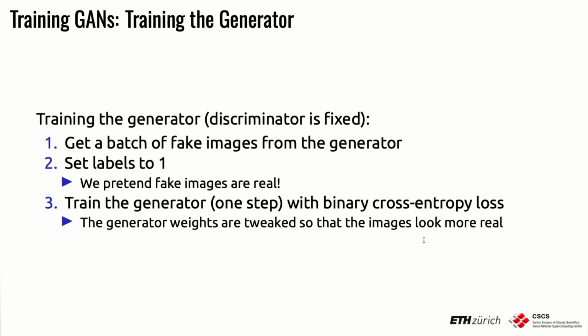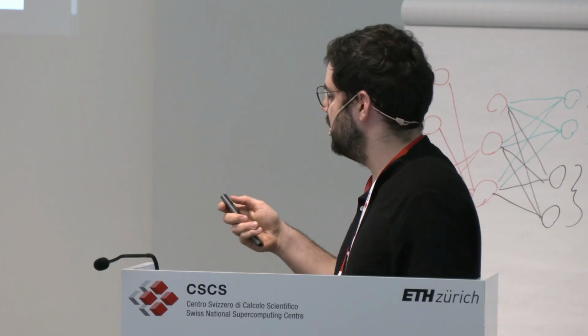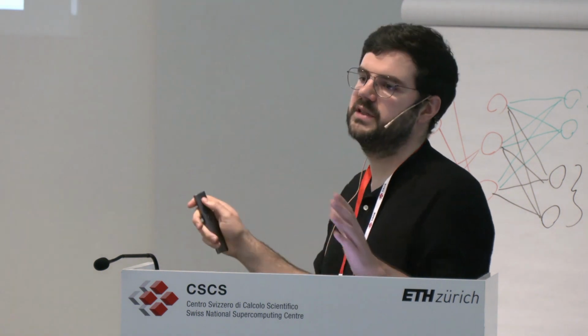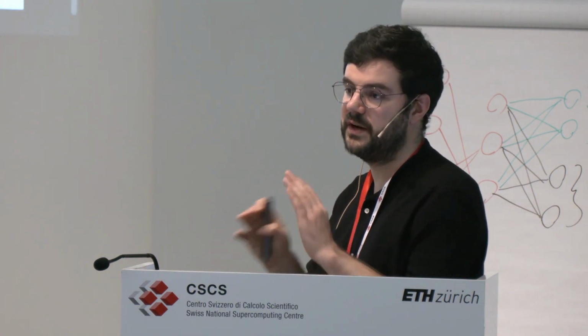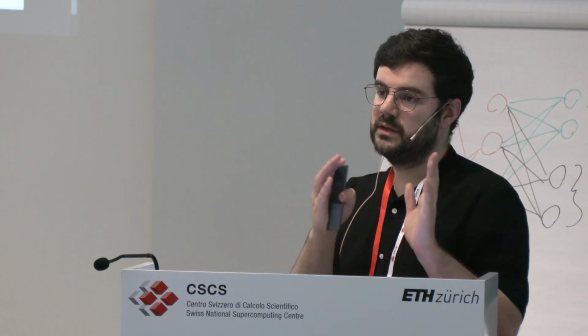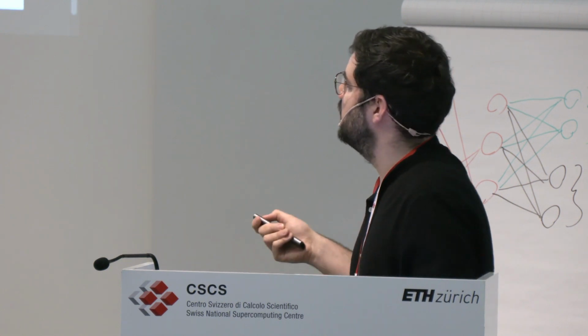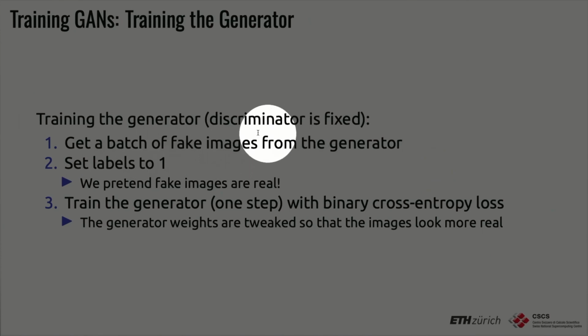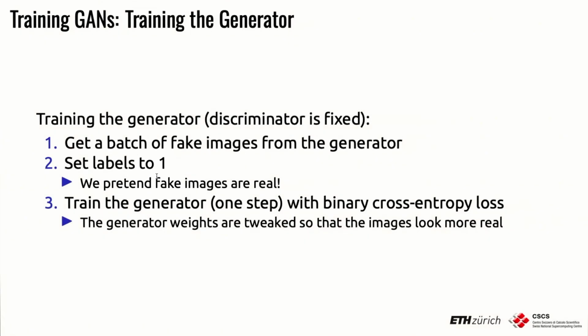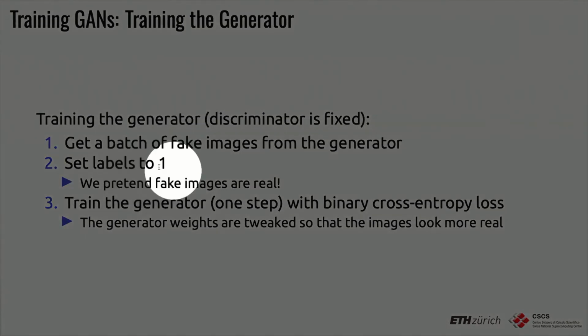To understand this a bit better, it's useful to assume that you have a perfect discriminator. So if you have a perfect discriminator, it's very good at discriminating real images from fake images. Let's assume that. So what happens if you generate a batch of fake images and then you give them a label as if they are real? Well, the discriminator is very good, so it will know that they are fake images and will predict them as fake. But since you put the label as 1, the loss will be very high.